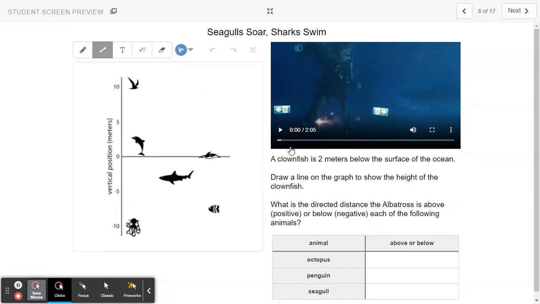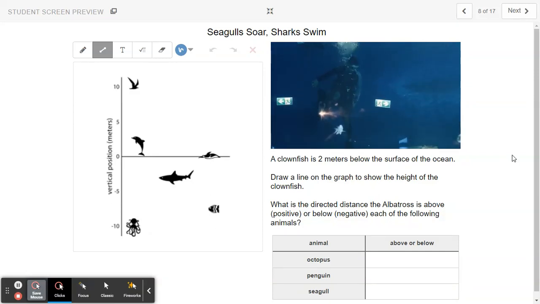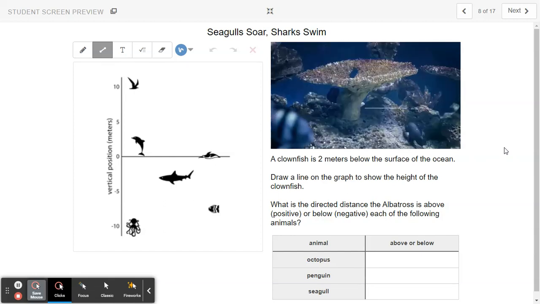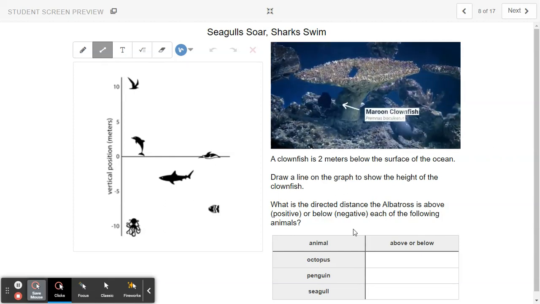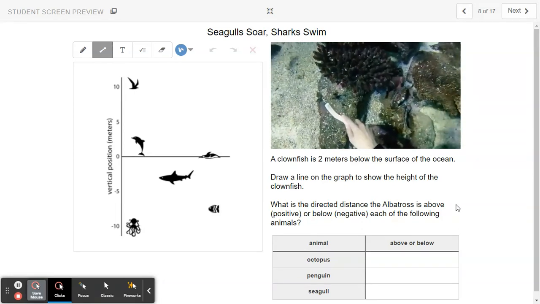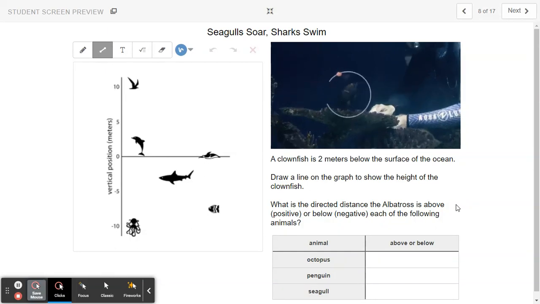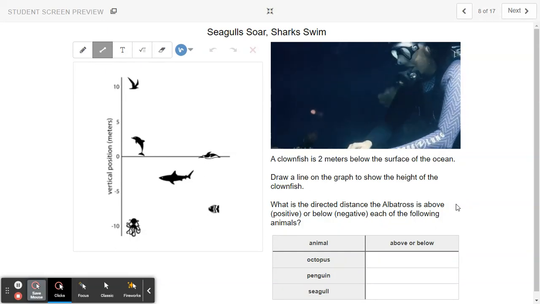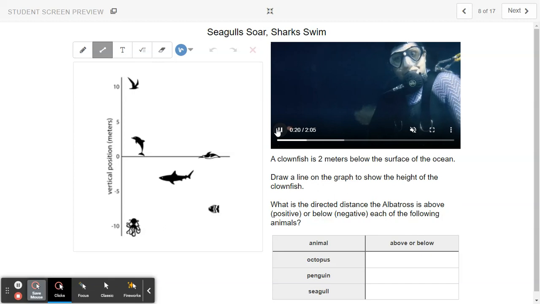All right, next we have a clownfish. So let's take a look at what a clownfish is. Okay, so here's a maroon clownfish. In fact, clownfish are simply Nemos, in case you have ever seen Finding Nemo, right? Here it says the clownfish is 2 meters below the surface of the ocean. We're going to do the same thing as before. We're going to find 2 below, so negative 2.